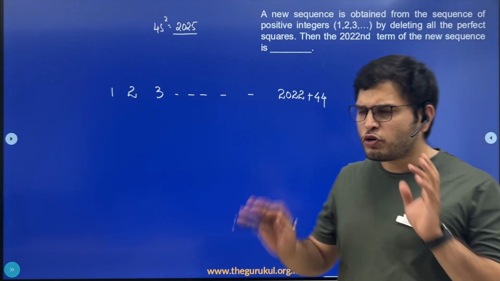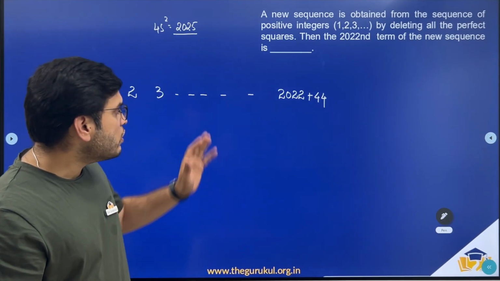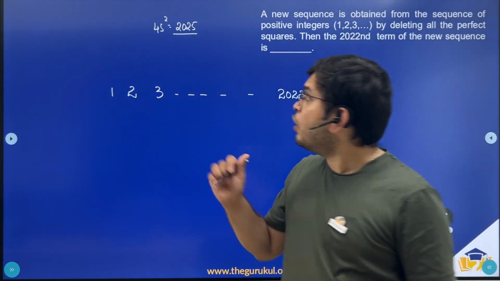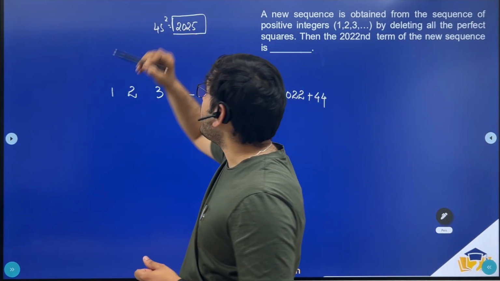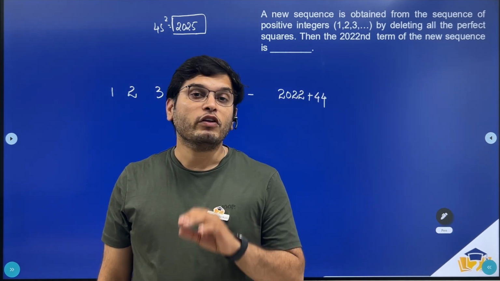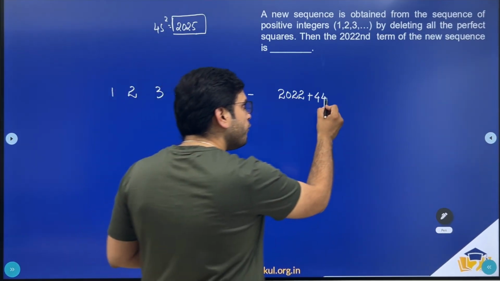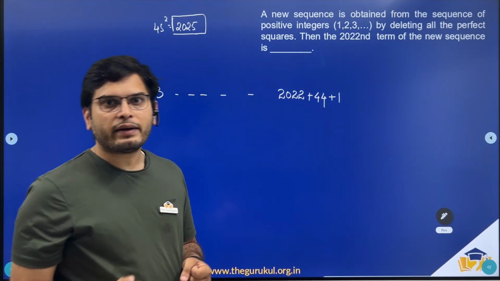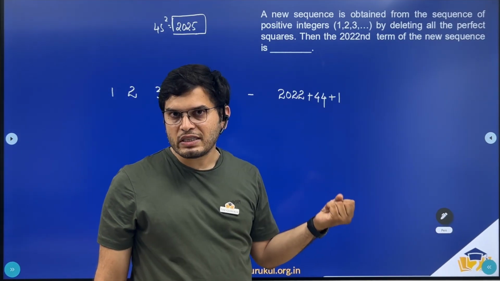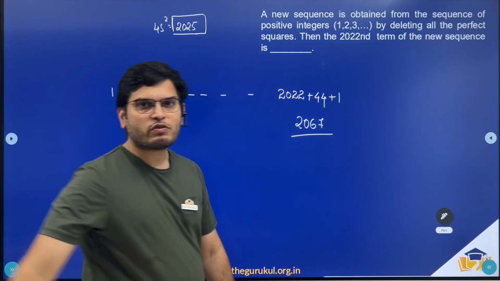So 2066. Most of the students answer this question as 2066, but there is a catch here. Why? Because from 2022, the next number is 2023, next number is 2024, next number 2025. Now, can we include 2025? Strictly no, because that is a perfect square. 45 square is 2025. We should not be considering that. So this will shift to the next number, because we are again removing one term. You should be adding one to that. So 2022 plus 44, 2066, plus 1, 2067 should be the answer to this question.